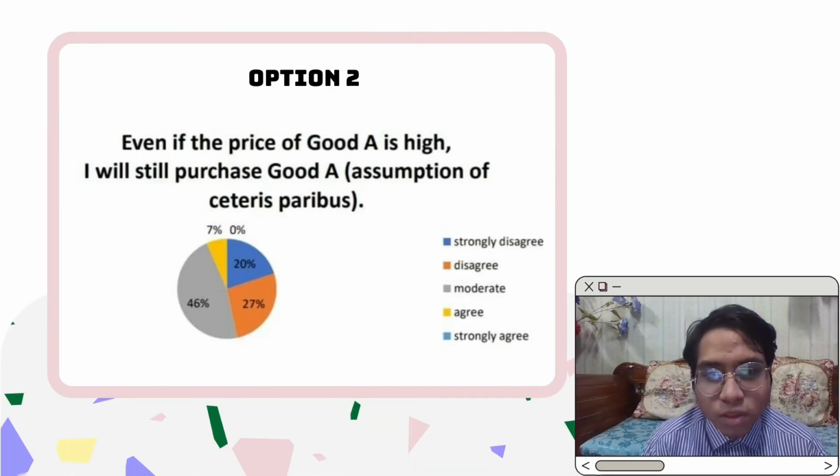For option number 2, even if the price of good A is high, I will still purchase good A. And the highest response is moderate. They have 7 respondents who chose this, and the second highest is disagree. They have 4 respondents who chose this, and the third highest is strongly disagree. They have 3 respondents who chose this, and the fourth highest is agree. They have 1 respondent who chose this. For strongly agree, they have no respondents.